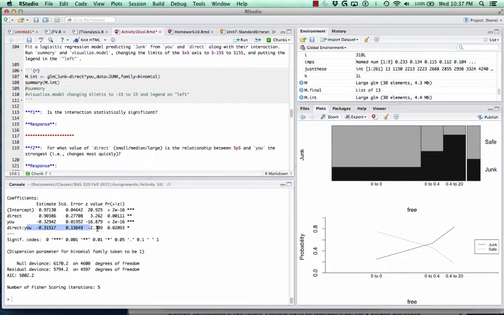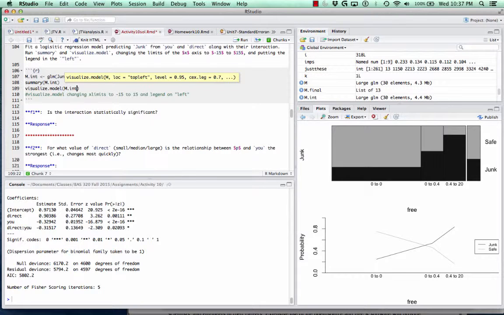We see that the interaction is statistically significant, so it looks like the shape of the logistic curve describing how the probability of being junk or safe is changing with the word frequency direct actually depends on what the frequency of the word you was in the data frame. So let's get a visualization of how that curve is changing.